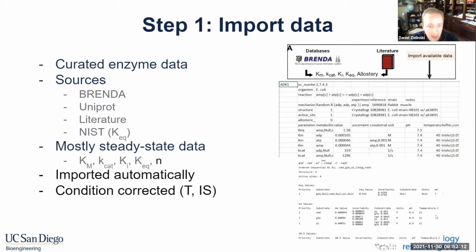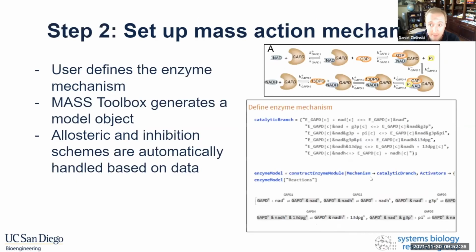So this is a Mathematica snapshot. And as I mentioned, our macroscopic parameters that we're typically dealing with are Kms, Kcats, Ki's, Keqs. They come from sources like Brenda. A lot of it's from the literature. Keqs come from either the NIST, the enzyme catalyzed reaction database, or from group contribution, as I mentioned before. And we do some temperature and ionic strength correction.